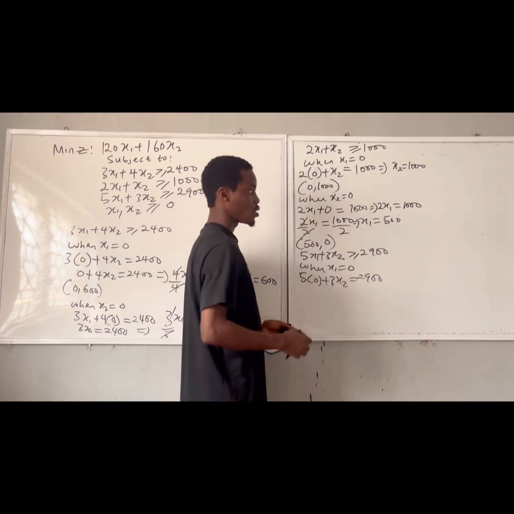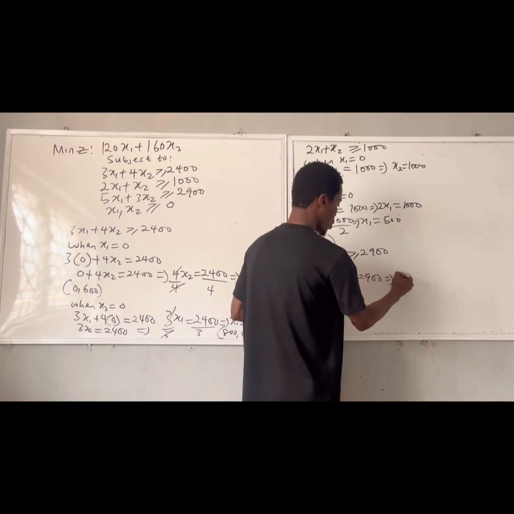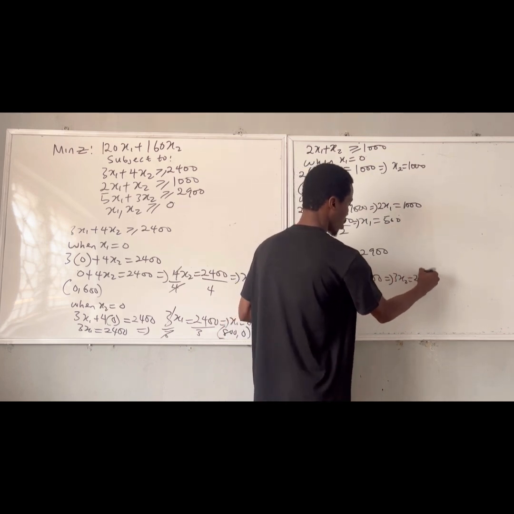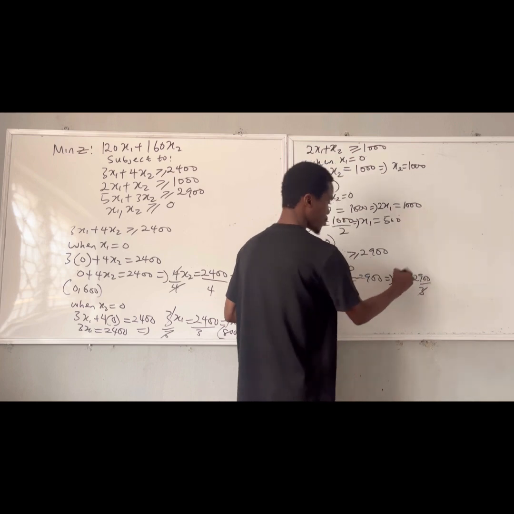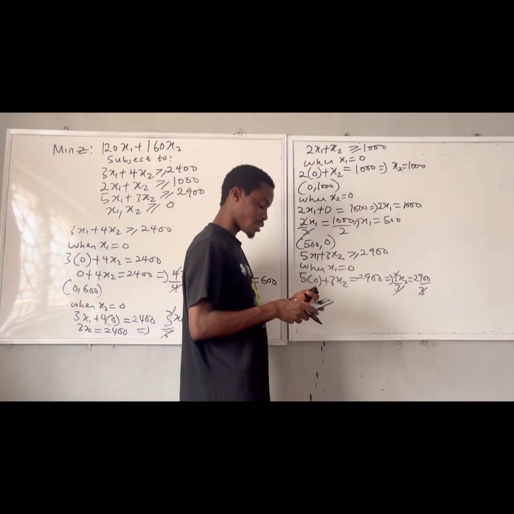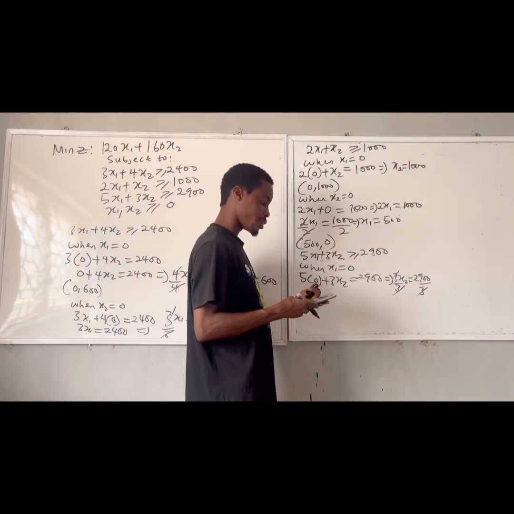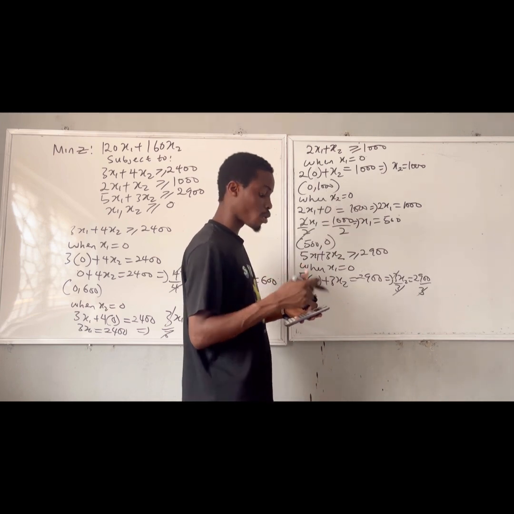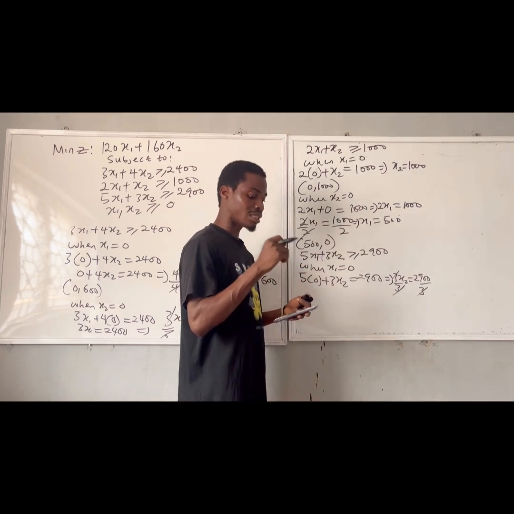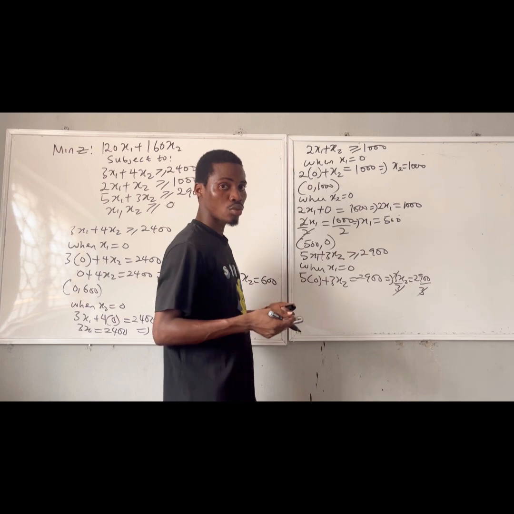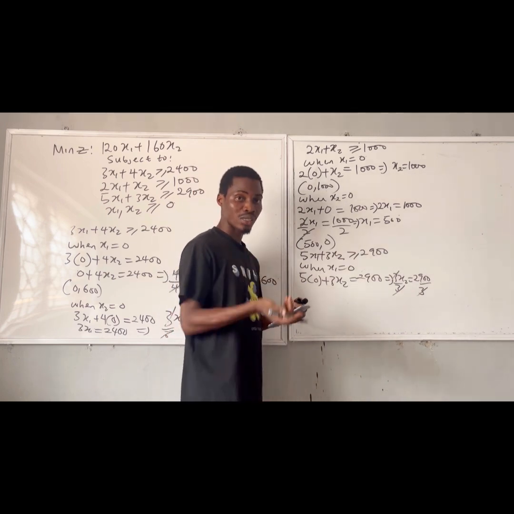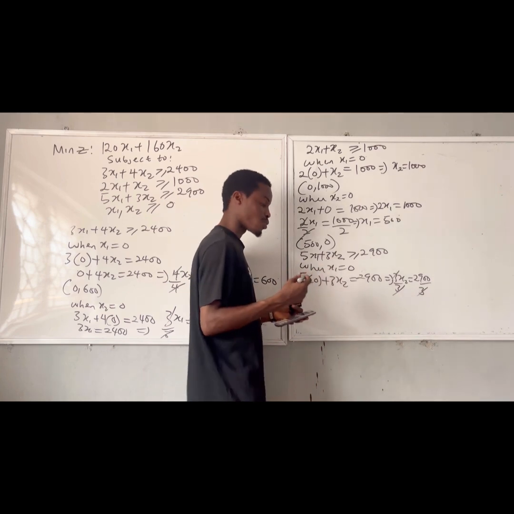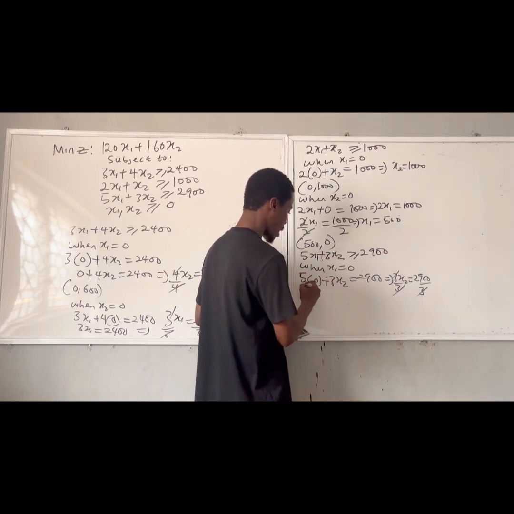If you multiply 5 by 0, we're going to have 0. So we're going to have 3s2 is equal to 2900. If you divide both sides by 3, we're going to have 2900 divided by 3, which is 966.666. Approximately to 1 decimal point, or 4 significant figures, we have 966.7. That is our s2.